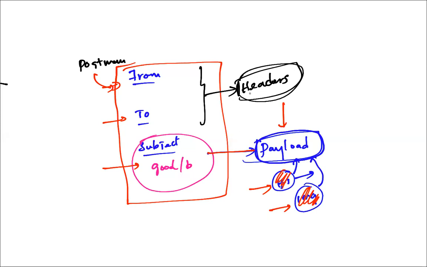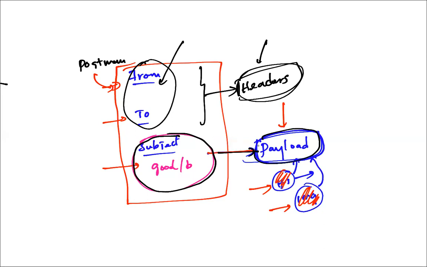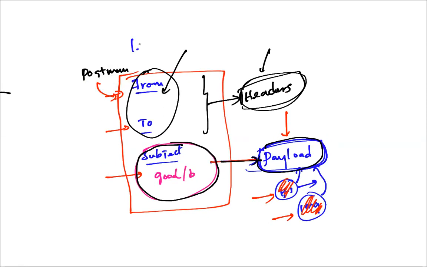So, headers. A letter has two portions: one is the header, the other is the payload. The headers are important for networking people, just like the from and to are important for the postman. The same way, networking people are not really worried about the subject, just as the postman doesn't worry about the subject. Since we don't call it a subject, we give it a name called payload. Here we give a name called letter. What name do we have for this?